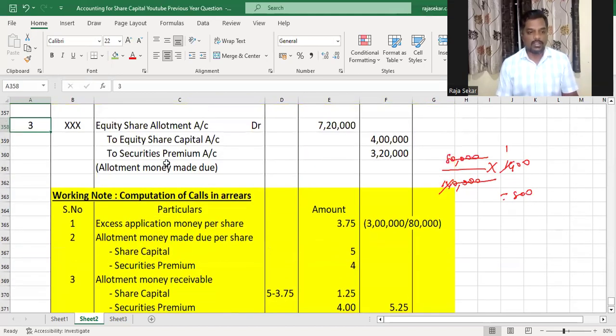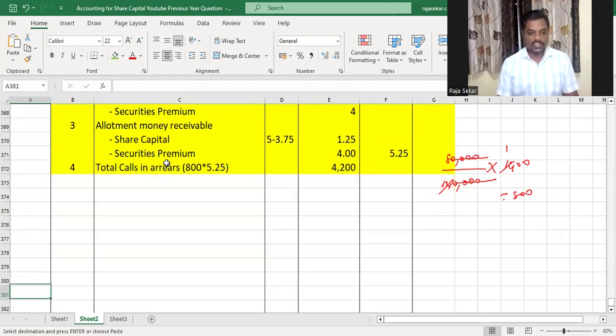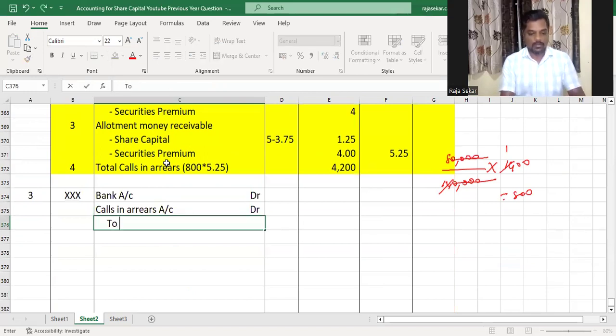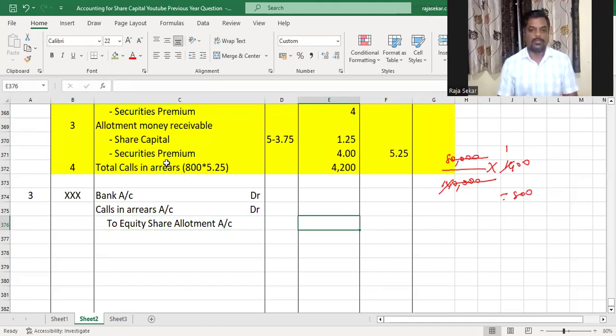So the journal entry here, the fourth journal entry, would be receiving allotment money, right? And there are some calls in arrears. So bank account will be debited. Calls in arrears account will be debited. To equity share allotment account.